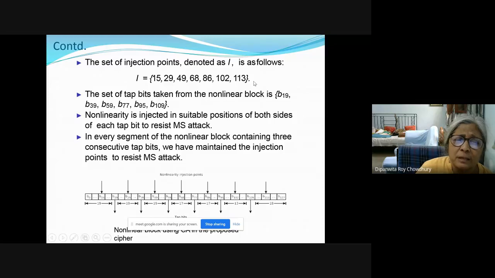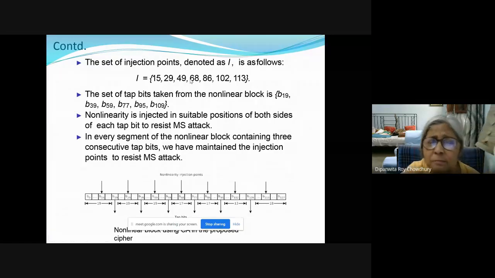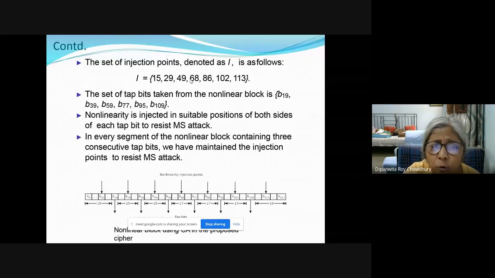Injection point means here we have injected some non-linearity, like an OR of 2 bits or an AND of 2 bits; like that we have injected in these points. So these are 7, 1, 4, 5, 6, 7 injection points. A set of tap bits taken from the nonlinear block.